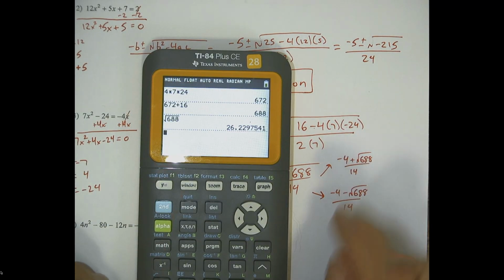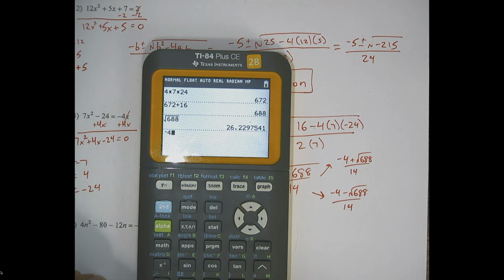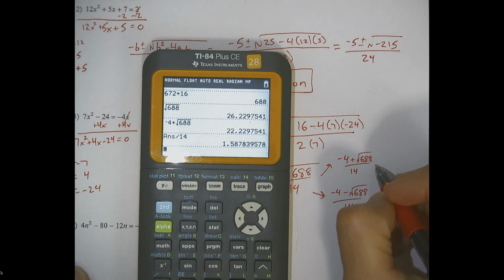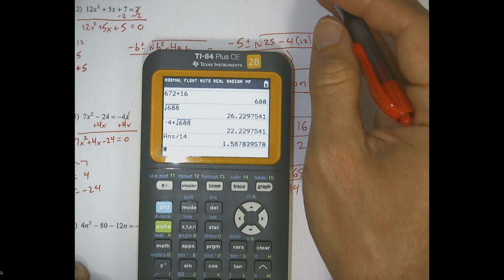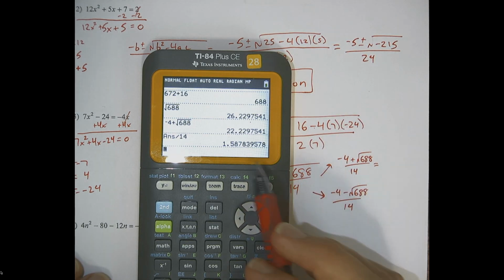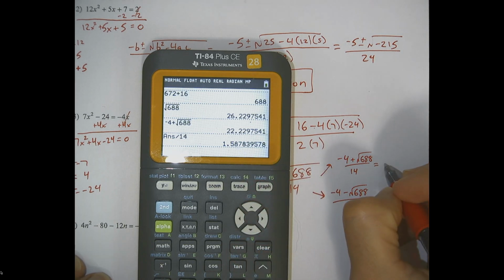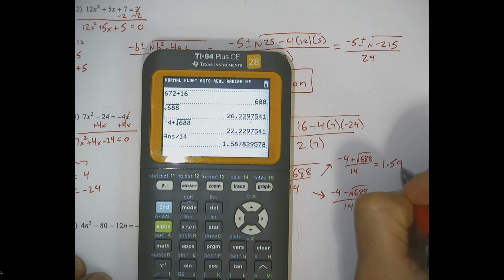So I can just run the numbers here. Negative 4 plus square root of 688 divided by 14. And now I'm to my final answers here, so now I'm allowed to round. It says round to the nearest hundredth. Okay, so we're going 2 decimal places, tenths, hundredths. So the 7 tells me to bump that 8 up. So this is going to be 1.59.